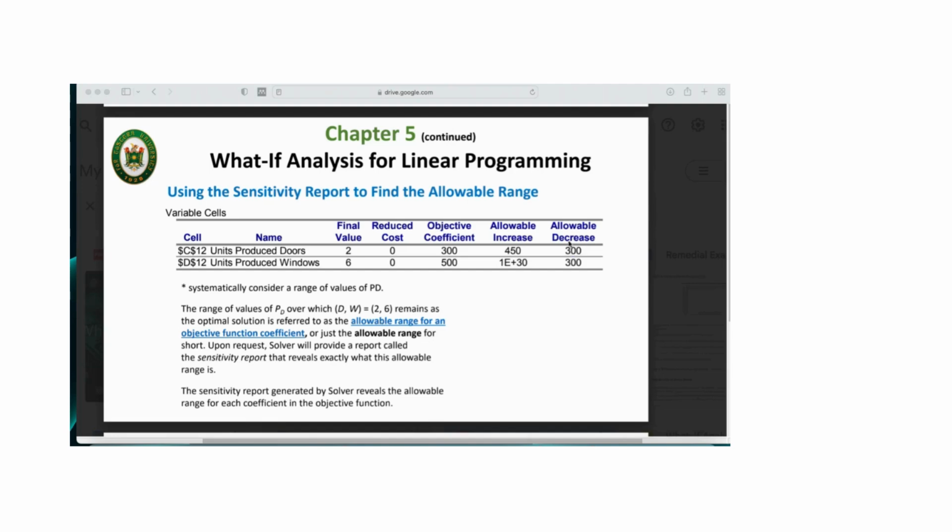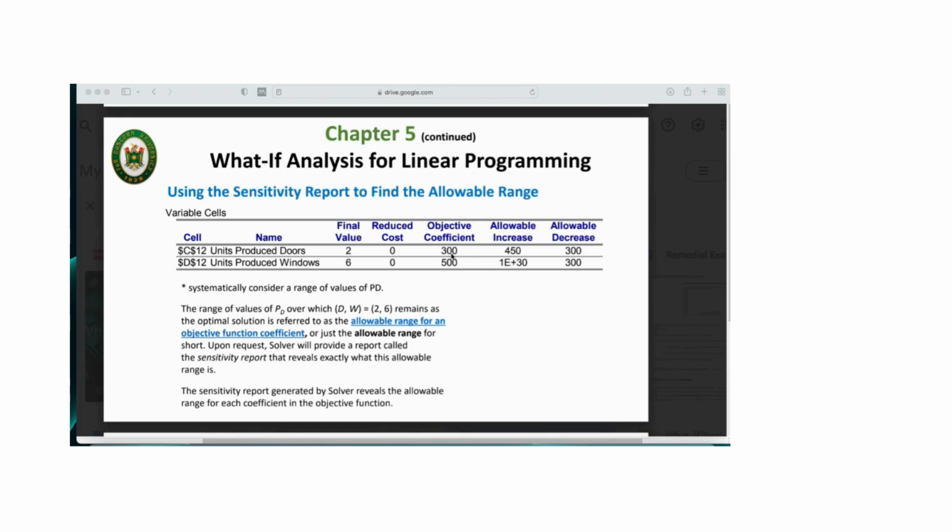But if we decrease this value by 350, 350 is already exceeding the allowable. So 300 minus 350 is negative 50 already. Then, with that change, what happens to this optimal value? It is no longer optimal. Naturally, it will change.